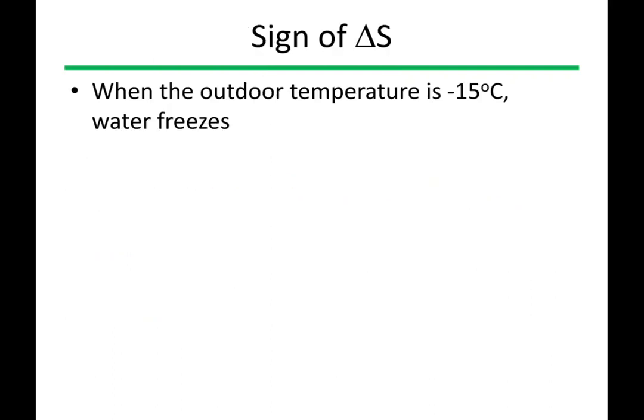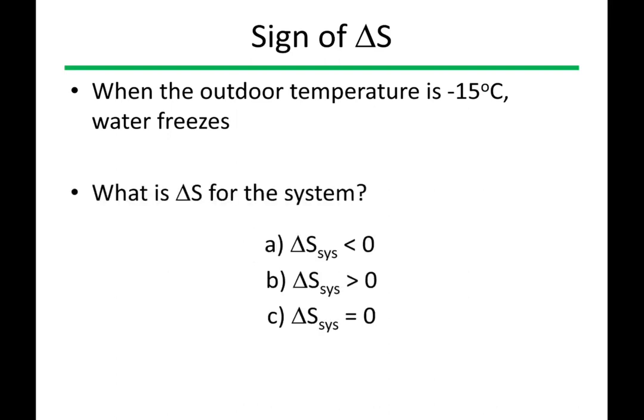So we can use these concepts a little bit to just talk qualitatively about the sign of delta S. So let's say we are outside and the temperature is minus 15 degrees Celsius. And we know that if we have some water outside at minus 15 degrees Celsius, the water is going to freeze. So if the system is just the water, what is the delta S for the water when we're outdoors and the water is freezing?